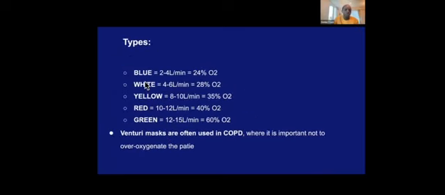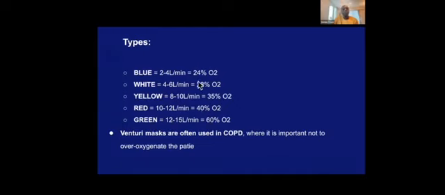So let's look in here. The blue one, for example, you use 2 liters, it will deliver 24%. The white one, you use 4 liters per minute, it will deliver 28%. The yellow one, 8 liters per minute, delivers 35%. The red one, 10 liters per minute, delivers 40%. The green one, 12 liters per minute, delivers 60%.